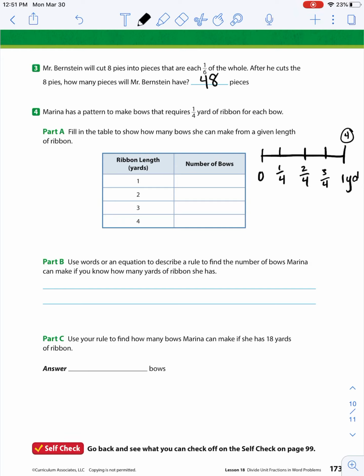Okay. The ribbon length. 1 yard makes how many bows? Well, I just drew a picture of that. 1 yard makes 4 bows. So if I have 2 yards, it's going to double that. And it's going to make 8 bows. If I have 3 yards, it's going to double that. And I'll be able to have 16. And 4 yards, I'm going to double that. Is that right?